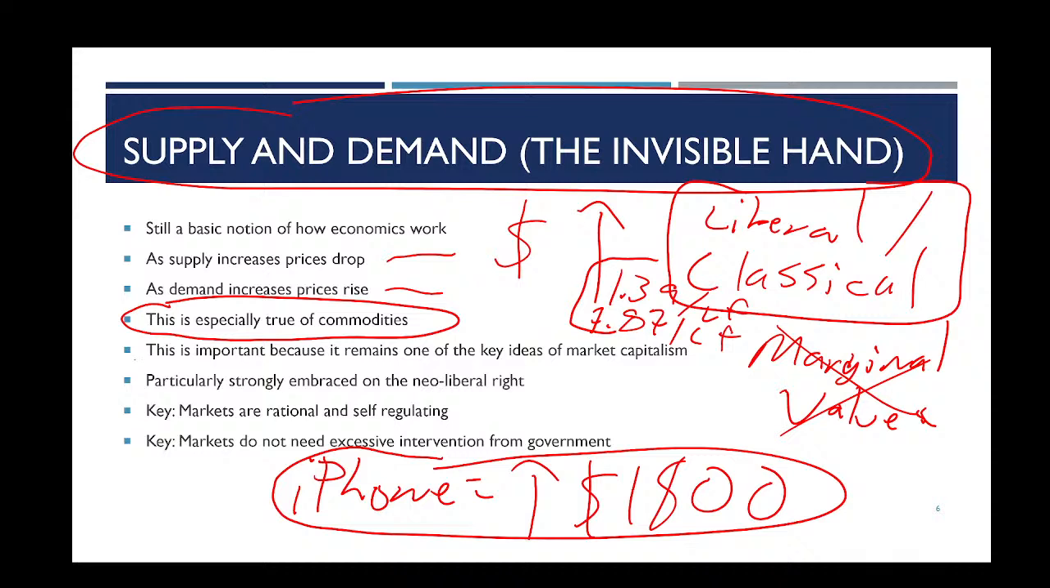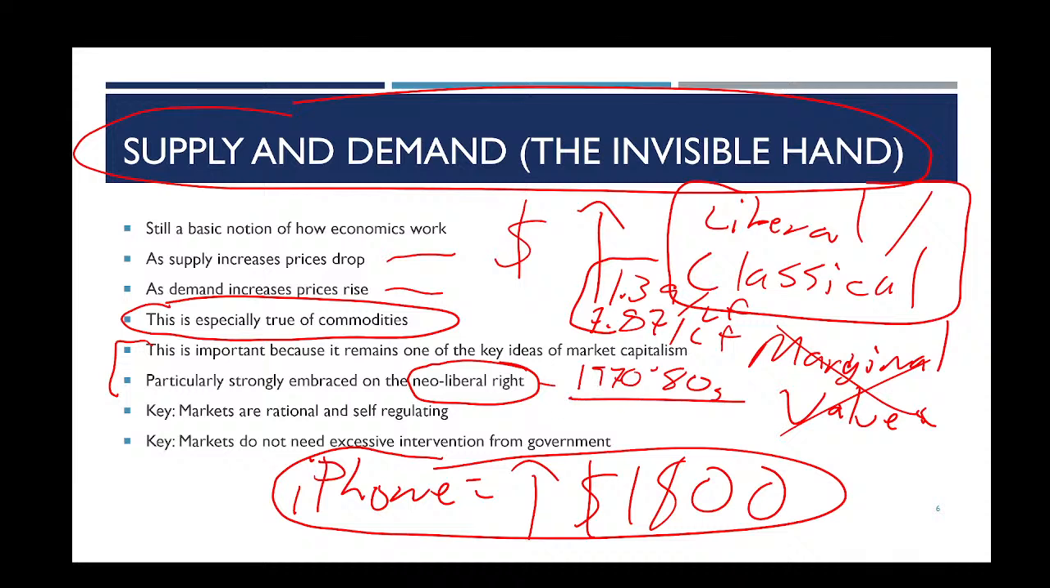Okay. But supply and demand, or at least this notion, remains pretty key to the idea of market capitalism, right? That everything functions on supply and demand, though again, I think we can nuance this a bit when it comes to products, because I think there's clearly another principle going on. But we still kind of think that it's true, right? And this idea of supply and demand was strongly embraced by the neoliberal right in the 1970s and 80s, and then through the 90s.